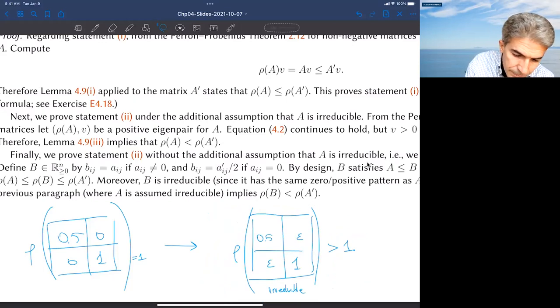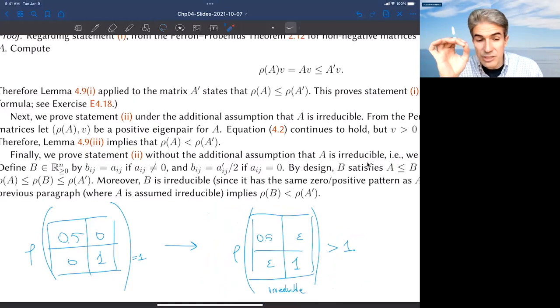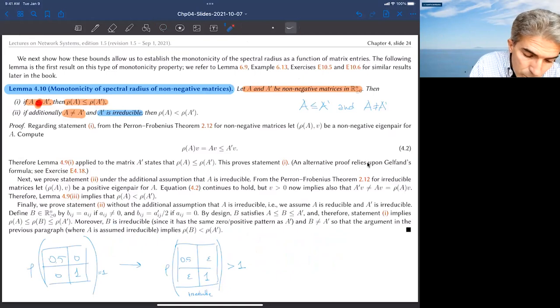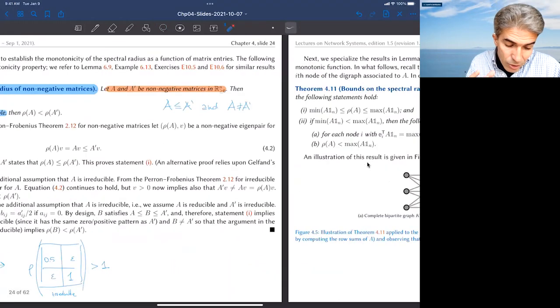So adding weights doesn't necessarily mean you add the weight to entries that are positive. You can add weights also to entries that are zero. So that means you're even adding an edge. Whether you add an edge with some positive weight where there was no edge, or you increase the weight of an edge, both cases are captured in this lemma by the simple property listed here, that A is less than or equal to A prime, and they're distinct. Okay. This is the end of my two monotonicity properties.